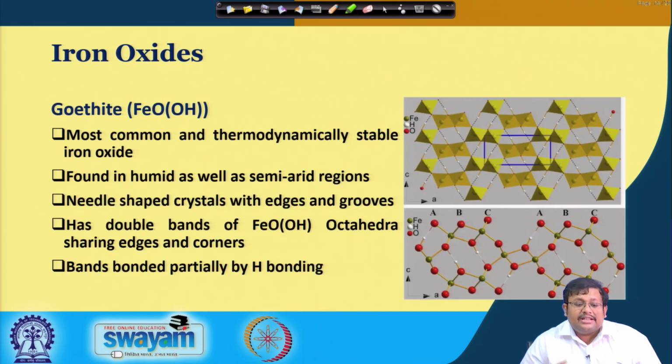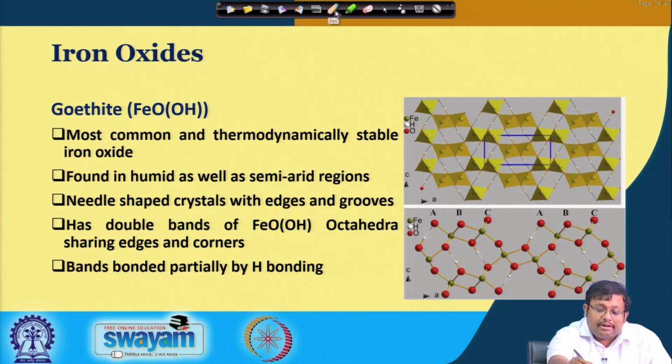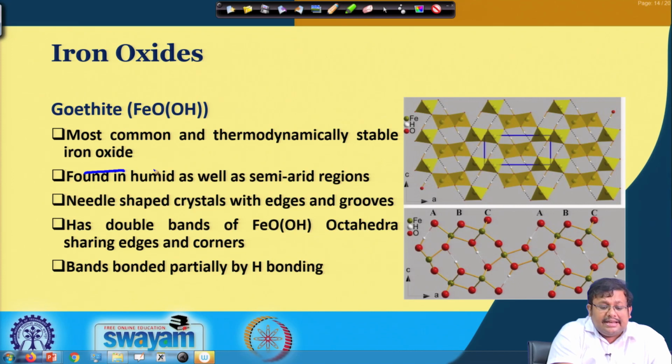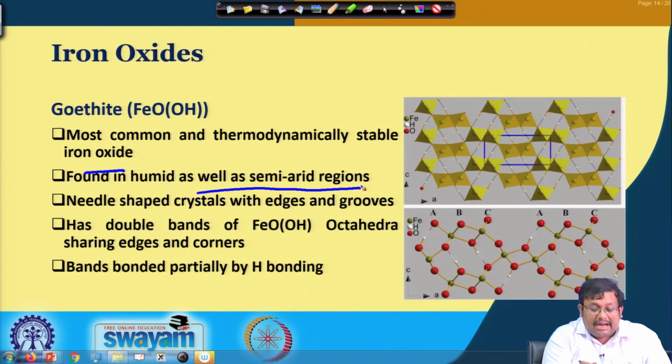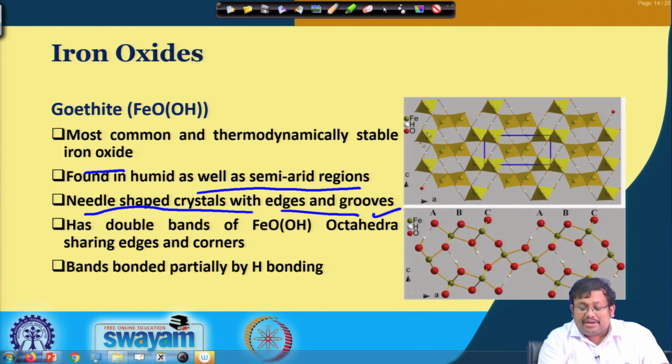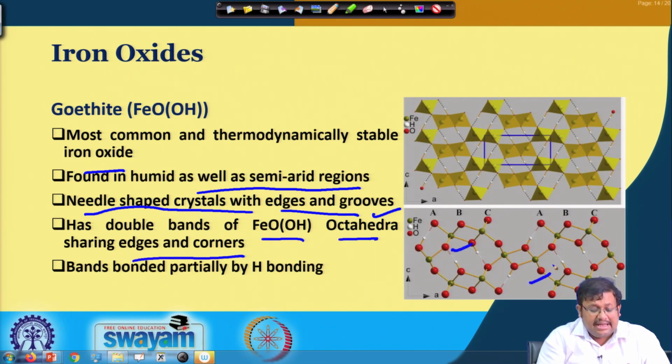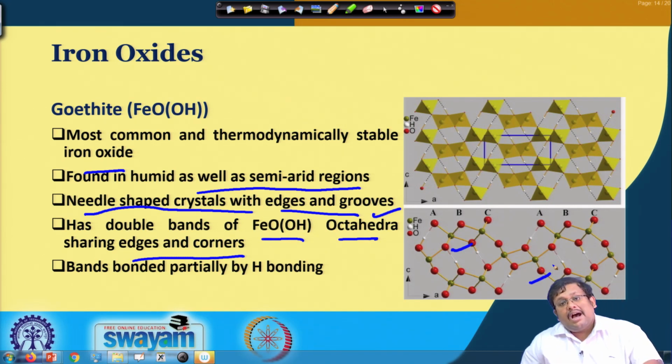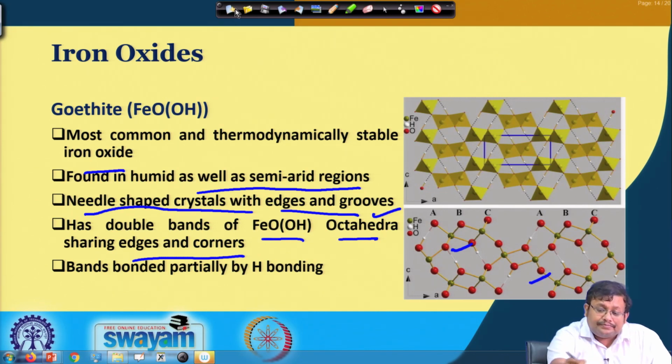So, goethite, as I have told you, is one of the most common and thermodynamically stable iron oxides. It is found in humid as well as in semi-arid regions. It is basically needle-shaped crystals with edges and grooves, as you can see from this structure. It has double bands of FeOH octahedra sharing edges and corners, and also bands bonded partially by hydrogen bonding. So, this is the structure of goethite.